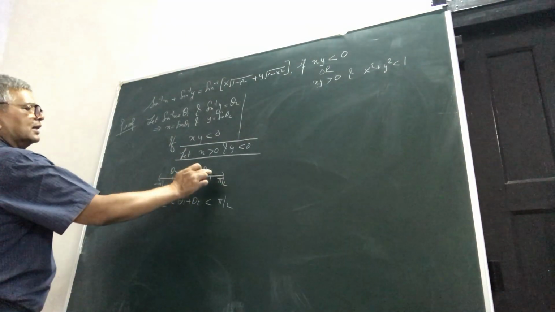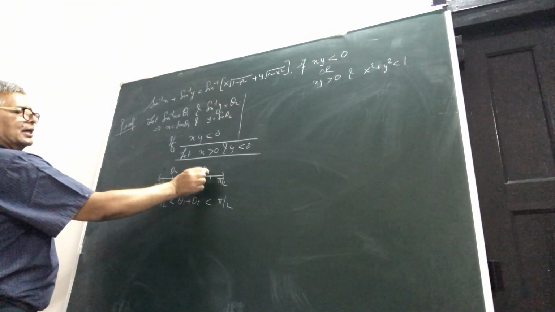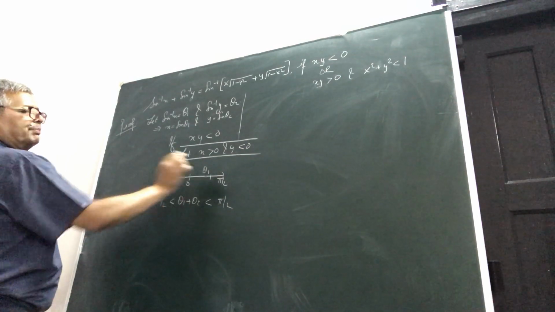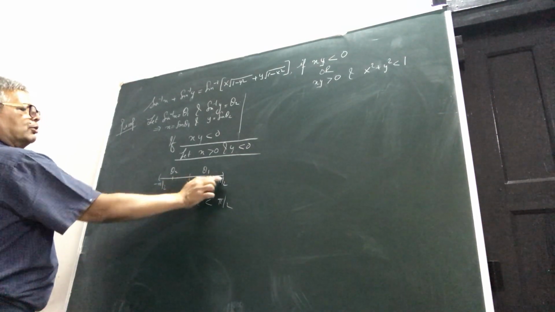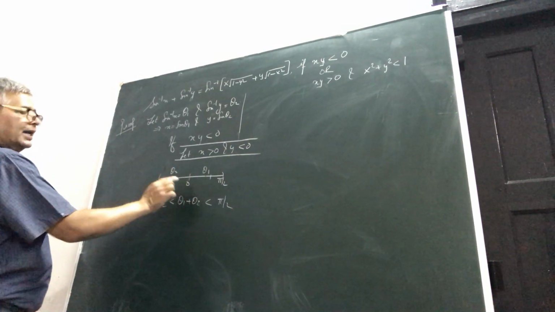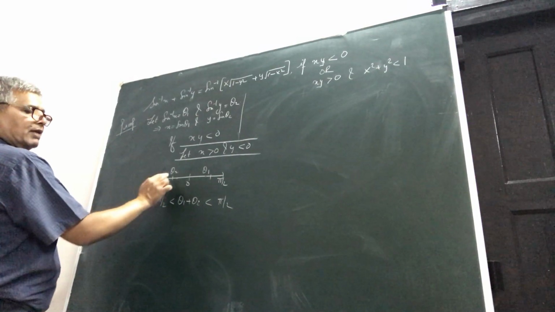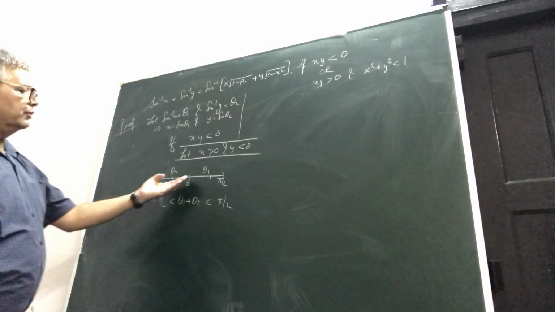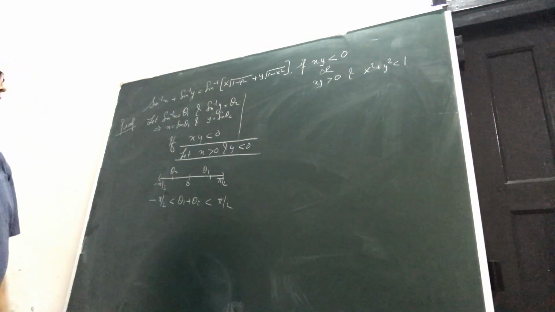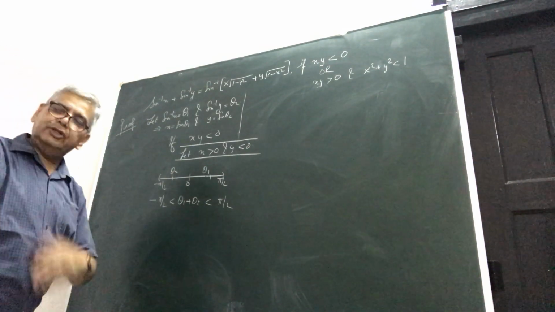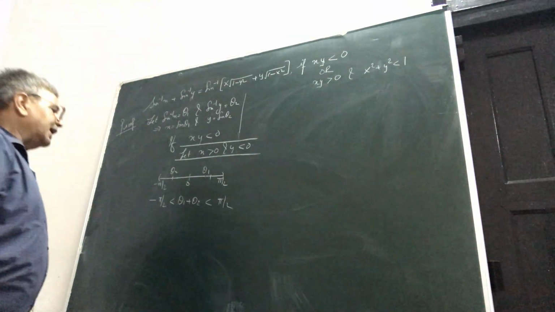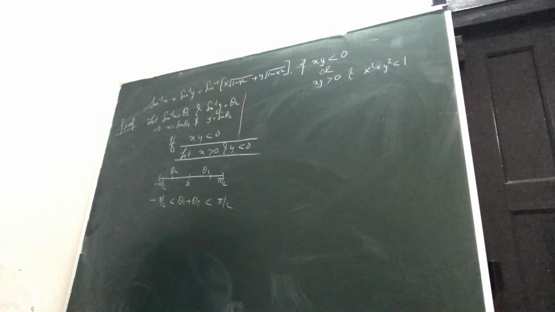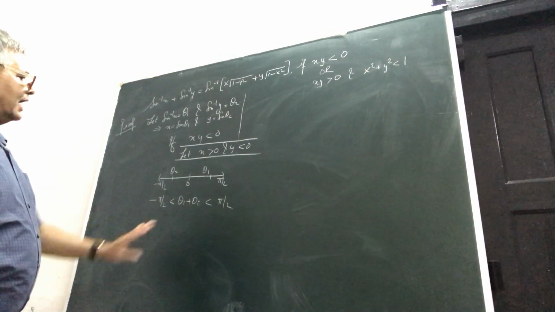If the absolute value of theta 1 is greater than that of theta 2, then theta 1 plus theta 2 will be between 0 and pi by 2. And if the absolute value of theta 2 is greater than the absolute value of theta 1, then of course the net result of theta 1 plus theta 2 will lie between minus pi by 2 and 0, because that will be negative. But anyway, it's simple to see like this. So there are no issues.